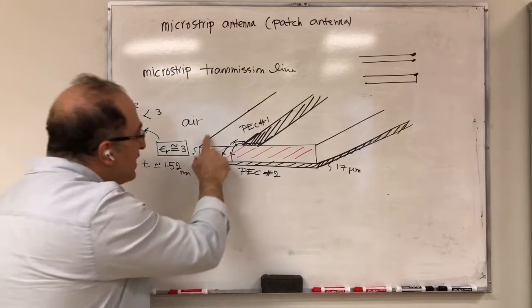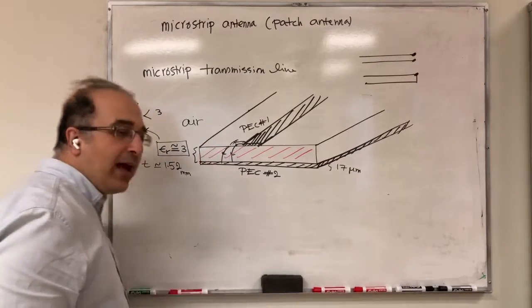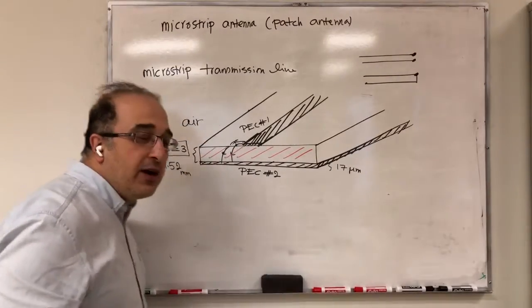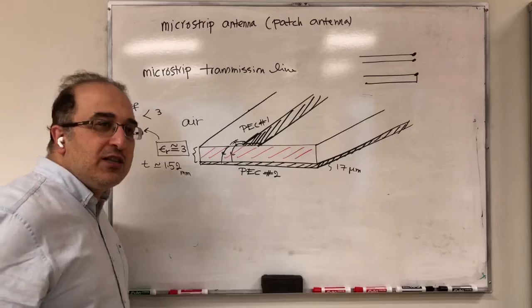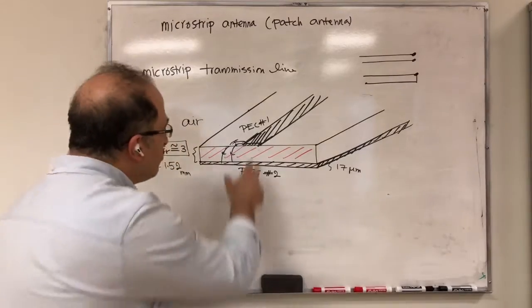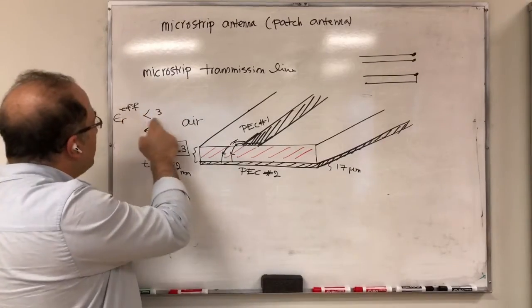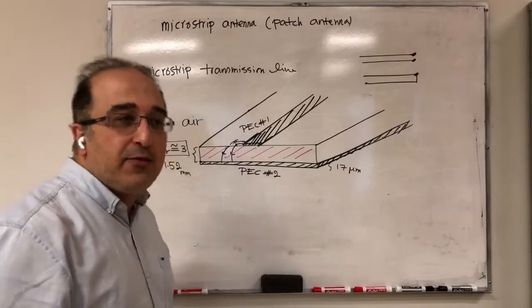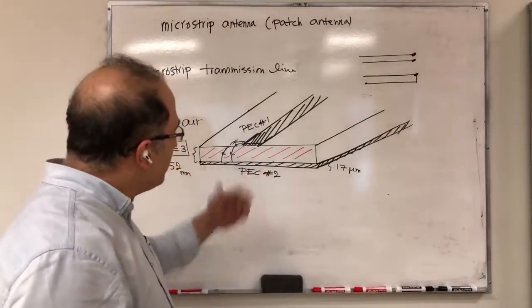And the reason is it's going to be a combination of air and this 3. So if it was average, it would be 1 plus 3, 4, divided by 2, 2. But average is not appropriate here because most of it is in 3. So it's going to be less than 3, but it's going to be very close to 3. That would be the effective permittivity of this transmission line.